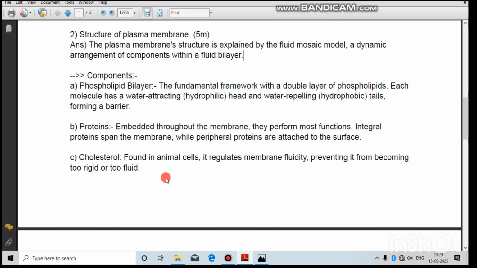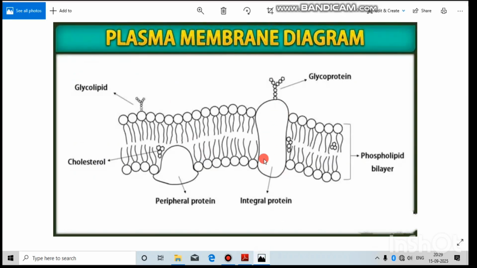The second point it contains is proteins. Embedded throughout the membrane, they perform most functions. Integral proteins span the membrane while the peripheral proteins are attached to the surface. Here as you can see, we have got integral proteins and peripheral proteins, guys. The substances or molecules which are unable to go through these bilayers will take help of these integral proteins to enter into the cell.